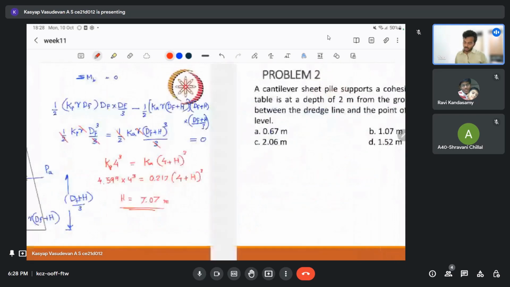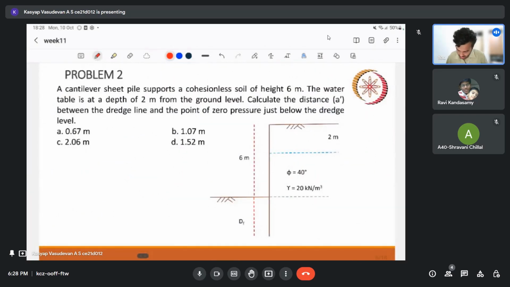Okay, moving on to the second question. In the second question, we are supposed to find the cantilever sheet pile. We have it on a cohesionless soil. The height is 6 meter, and the water table is at 2 meter below. And calculate a dash, the distance between the dredge line and the point of zero pressure just below the dredge line.